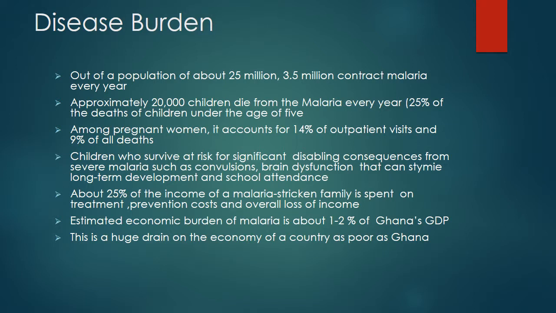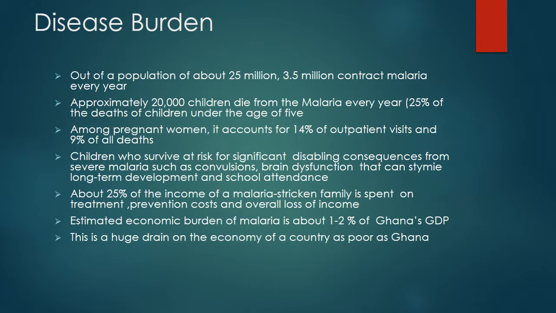The disease burden. Out of a population of about 25 million Ghanaians, 3.5 million contract malaria every year. Approximately 20,000 children die from the malaria disease every year, 25% of the deaths of children under the age of 5. Among pregnant women, it accounts for 14% of outpatient visits and 9% of all deaths.